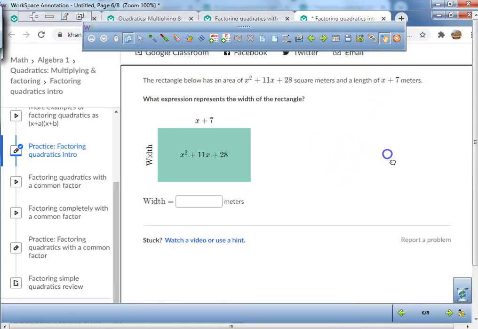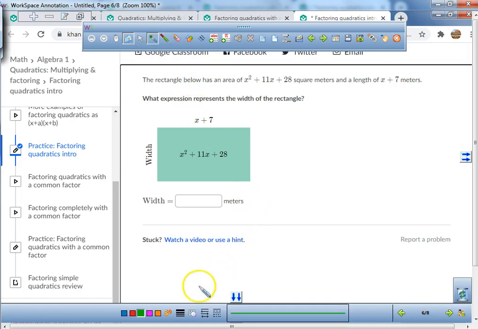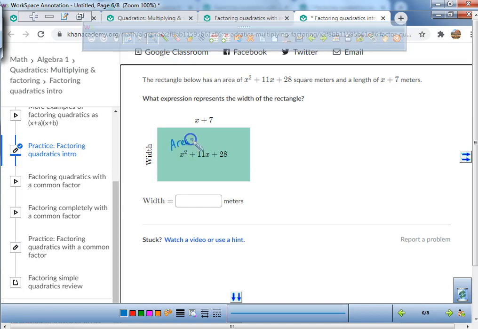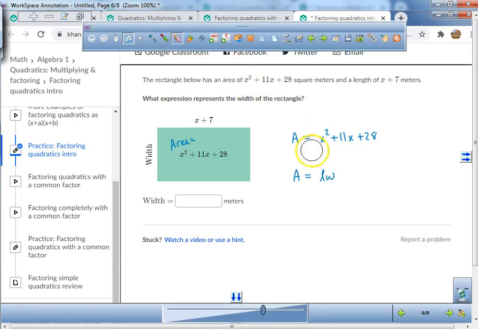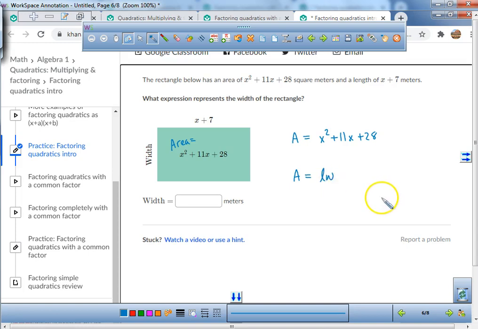Oh, are you kidding me? These are so easy. It's just like they've given it to you. You have a rectangle, and they're saying the area of this rectangle is, on your paper, just put capital A equal to x squared plus 11x plus 28. You don't have to build the beautiful rectangle, but you do need to know that the area of a rectangle is equal to the length times the width. L times W.